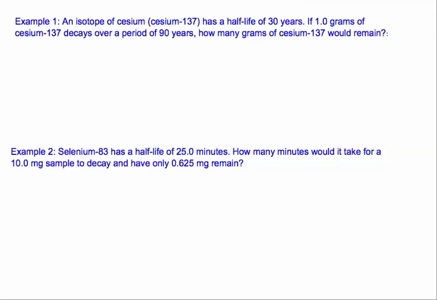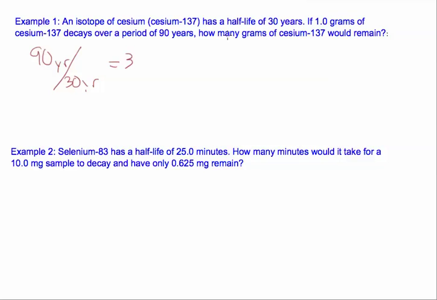The first thing to do is to find out how many half-lives have happened. We have 90 years, and we want to see how many 30 years are in that. So we do 90 divided by 30, gives us 3 half-lives.